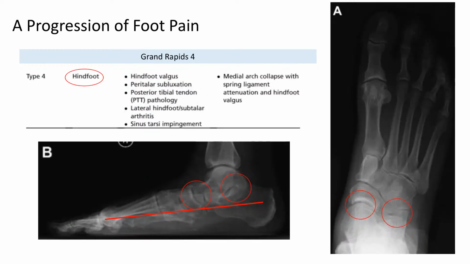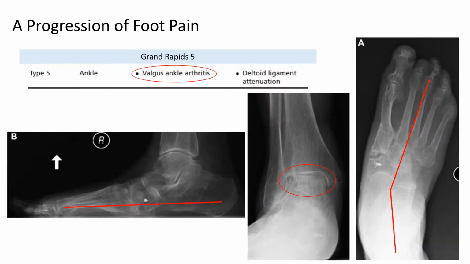This is Grand Rapids 4. The hindfoot joints are affected. These are the circles. By the time you get to this stage, it's hard to distinguish the pain between your foot and your ankle. This stage is associated with pronation or rolling into the foot and increased wear on the inside of your shoes. Patients typically have weakness pushing off their toes or doing simple things like a heel rise.